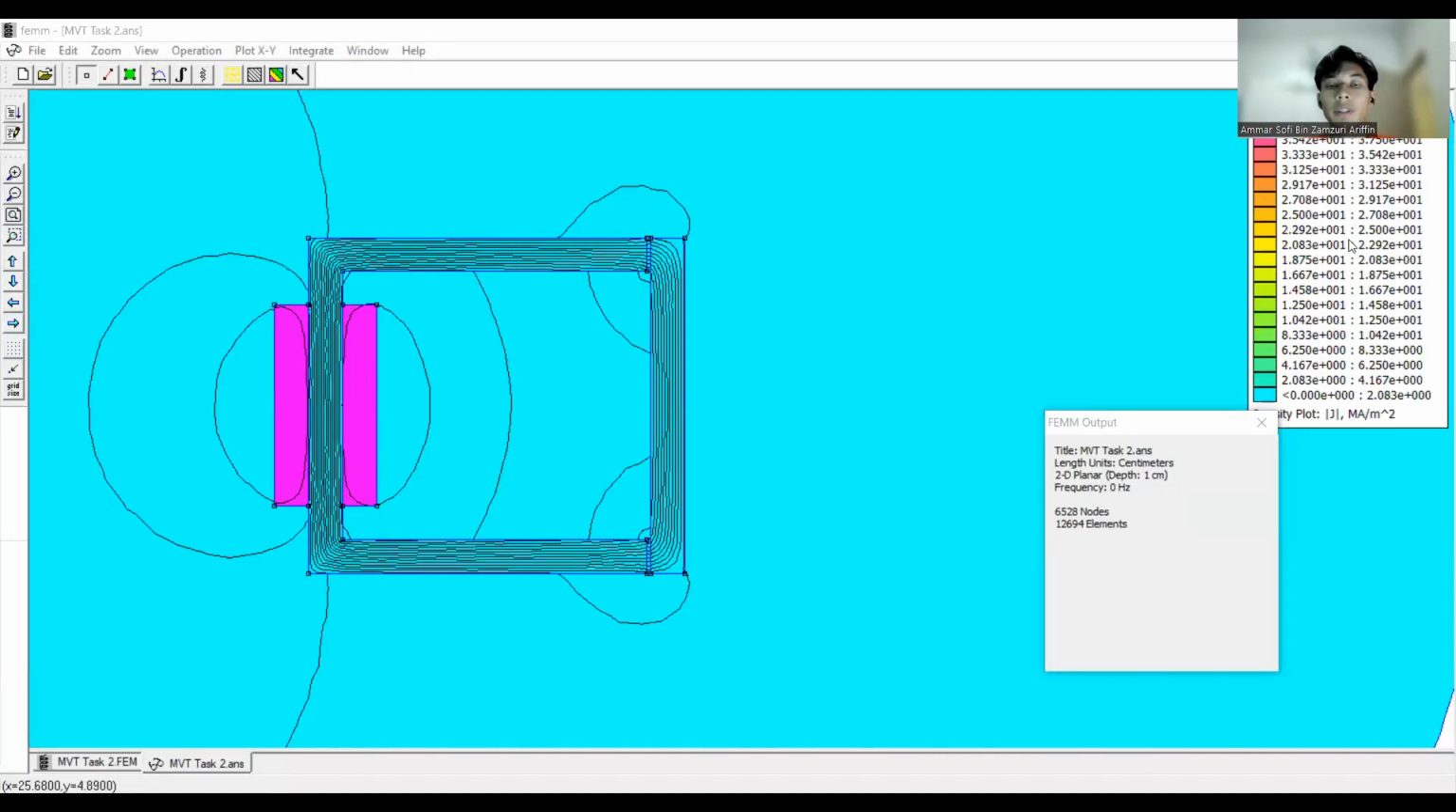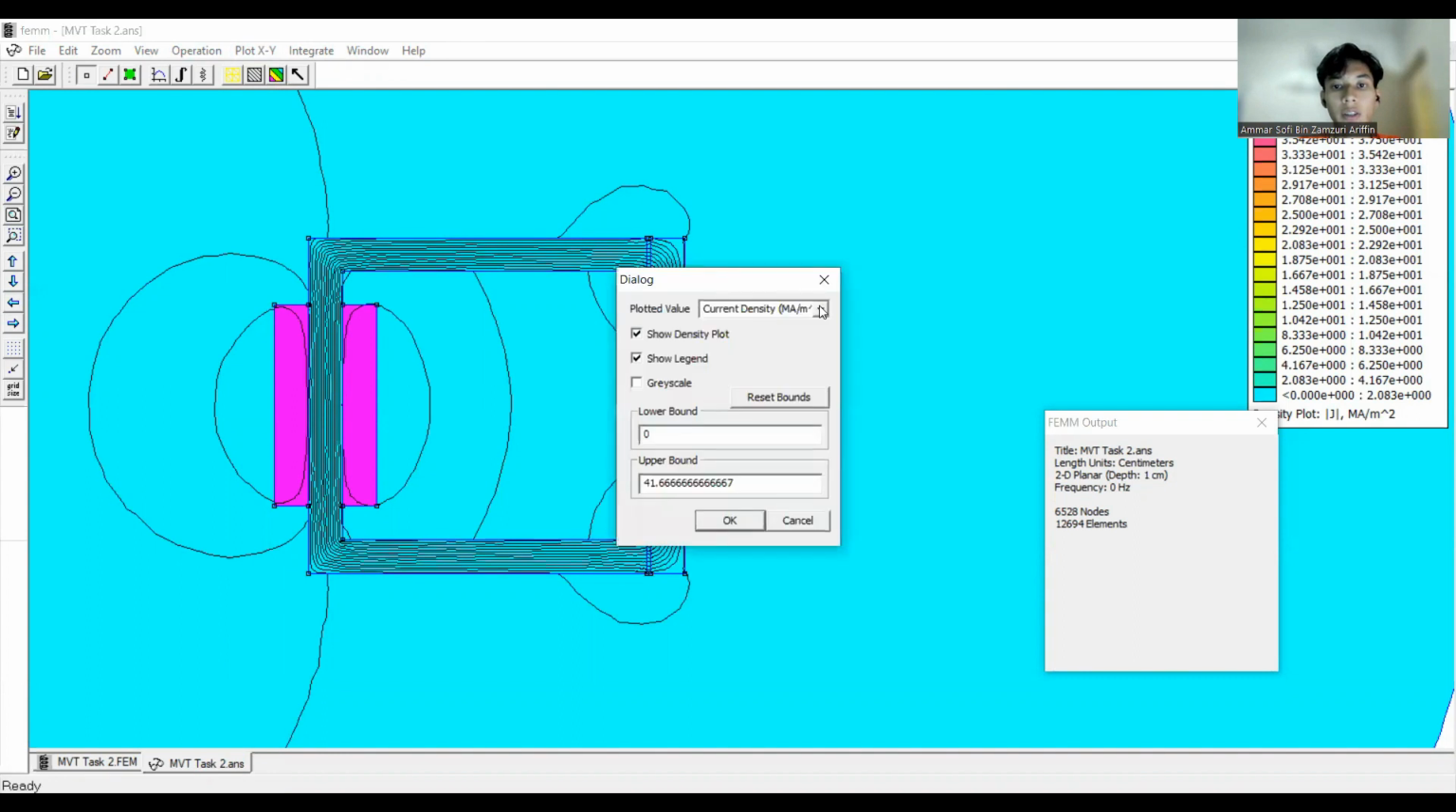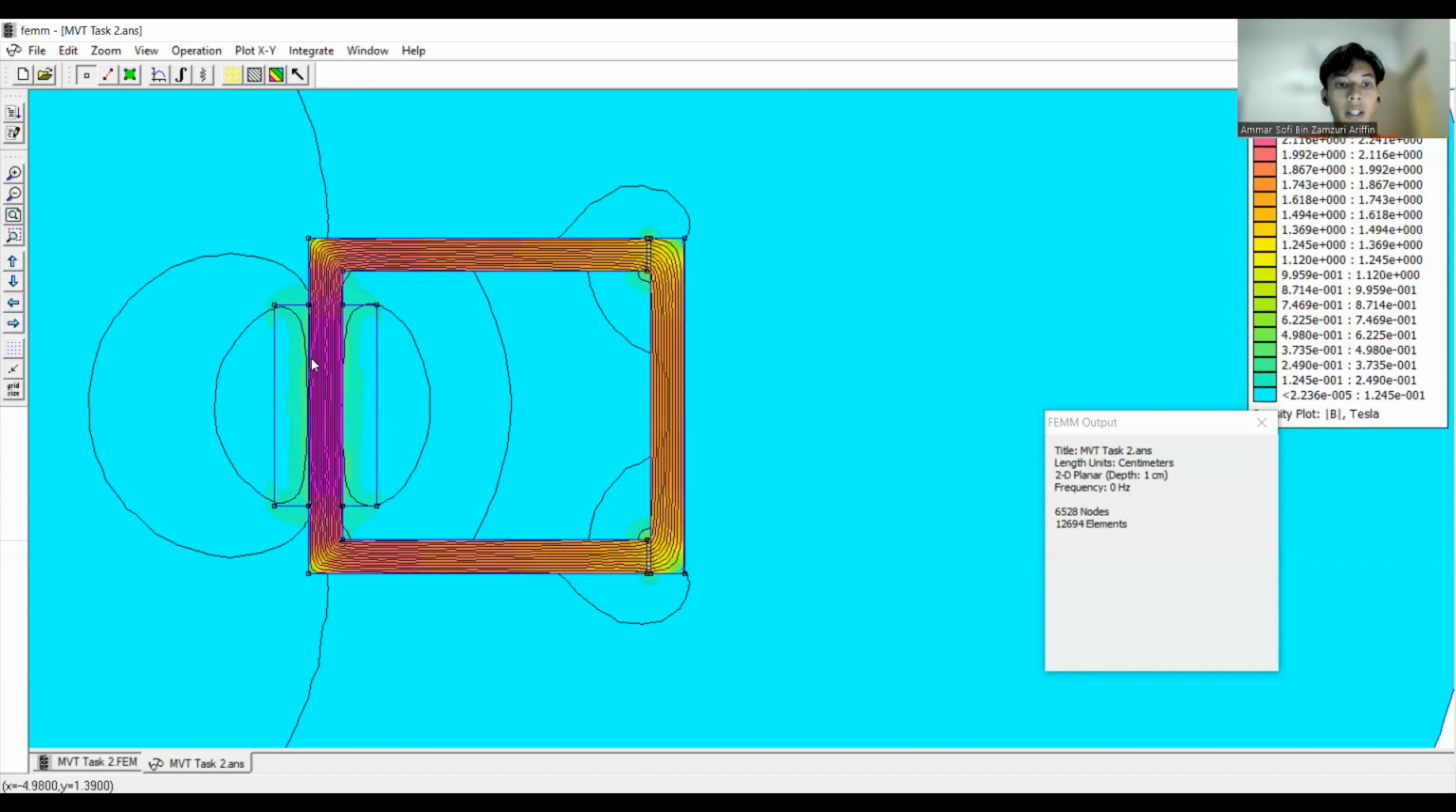My name is Omar Sofi Bizamja Arifin, matrix number AE19061. Now we demonstrate the simulation for task 2. So firstly, we do the simulation and we will get this result, which consists of 3 results. The first one is flux density. As you can see, this is the value for lower bound and the upper bound, and this is how it will look like, where the highest density is on the C core, which is near the winding.